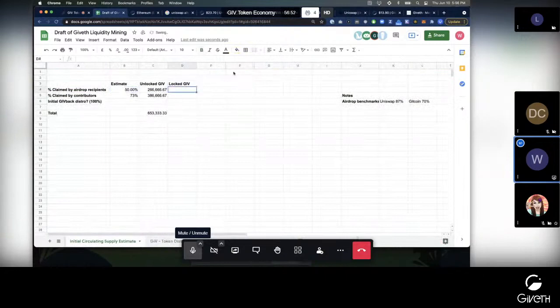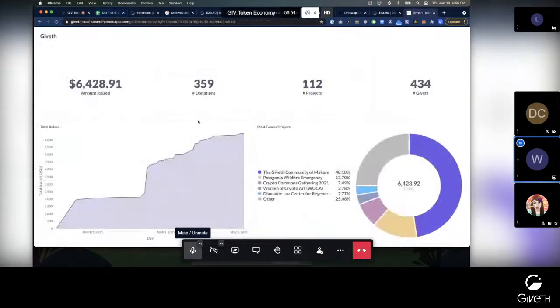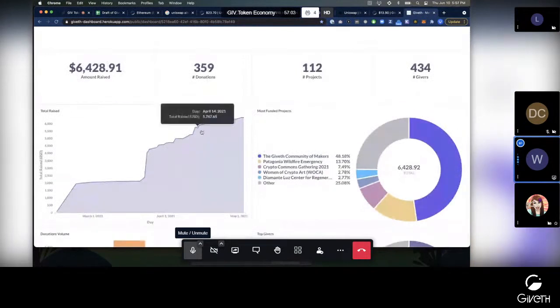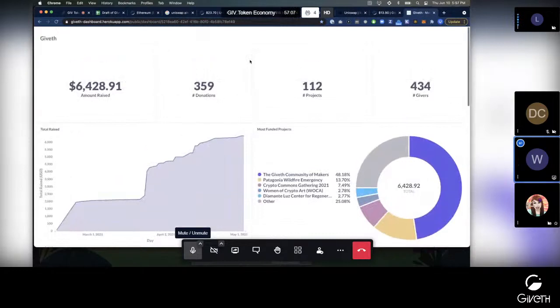Okay, so let's see what we got. Have you seen this dashboard recently? Oh, cool. No, I haven't looked at that for a while. We need to update this. Griff, do you know how to update this? Yeah, we go ask Fabio.